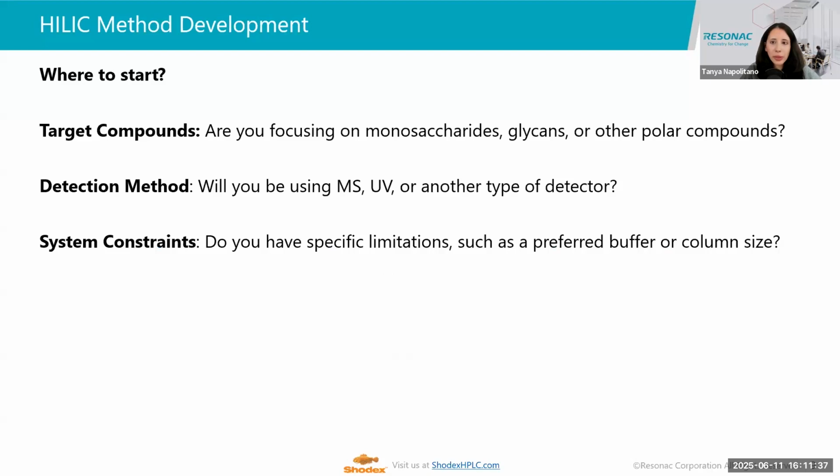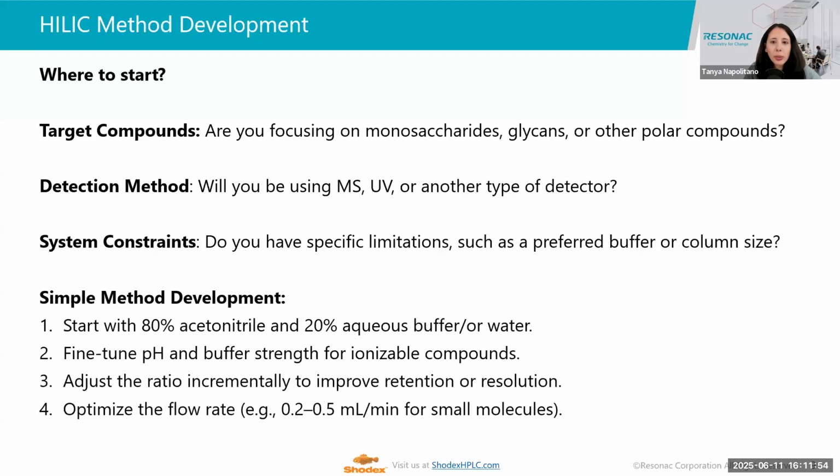So let's walk through a simple framework for developing a HILIC method. Before diving in, it helps to ask a few guiding questions like, what are your target compounds? What detection method will you use? And do you have any system constraints? Once you've clarified that, the most important parameter to start with is the acetonitrile content. A good starting point is 80% acetonitrile with 20% aqueous buffer or just water. From there, you can refine things like pH, buffer strength, and other variables like flow rate and temperature. So in the next few slides, we'll break these parameters down, starting with the organic content.